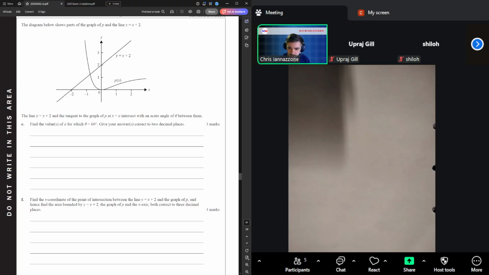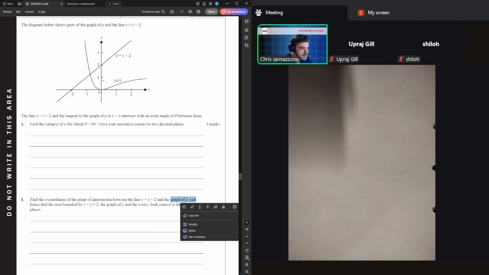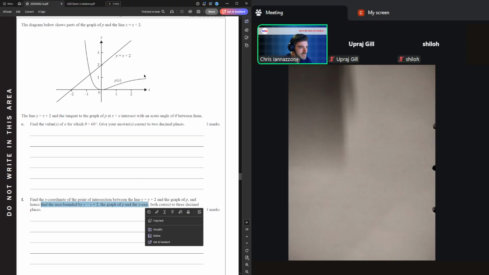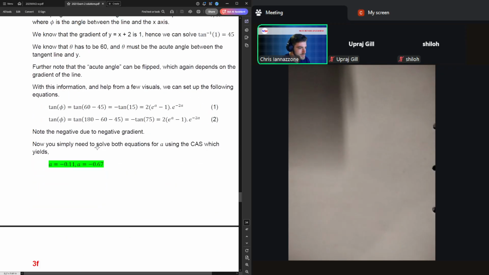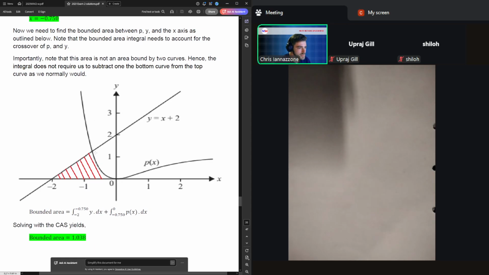Okay, we are getting close to end of lesson, so what I'll do is I'll just quickly breeze through F. Find the x-coordinate of the point of intersection between x plus 2 and the graph of P. So that's really easy. P equals that. Hence find the area bound by y equals x plus 2, the graph of P and the x-axis. So x plus 2, P and the x-axis. You're looking for this little triangle looking thing in the middle, which would be that. Not a whole lot really going on there. It's a pretty simple bound area thing.